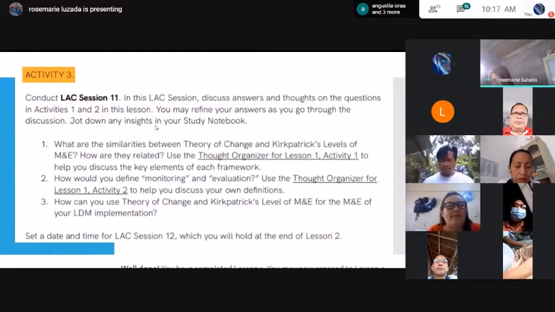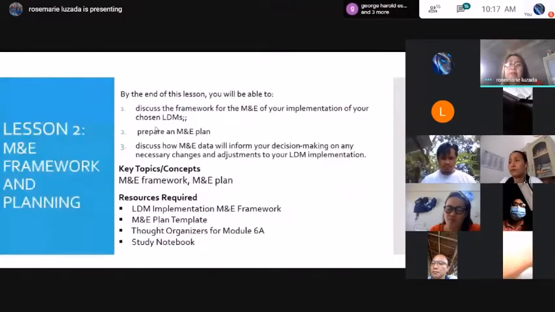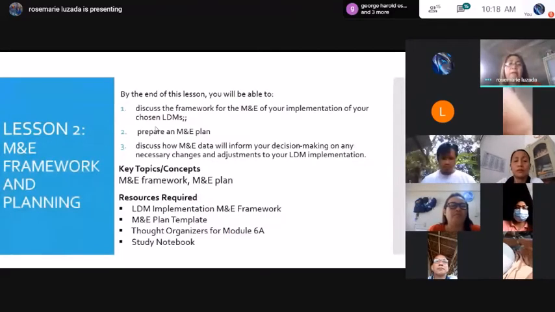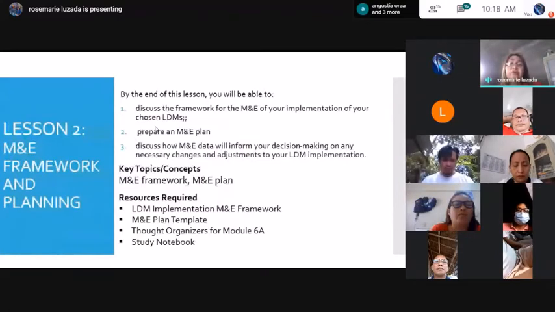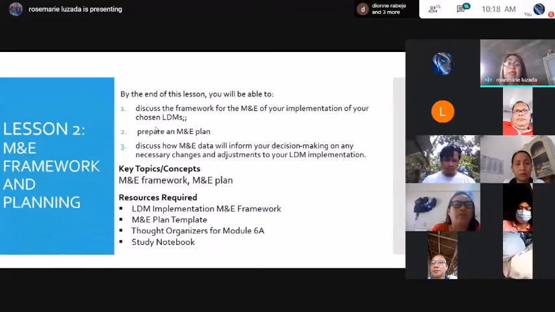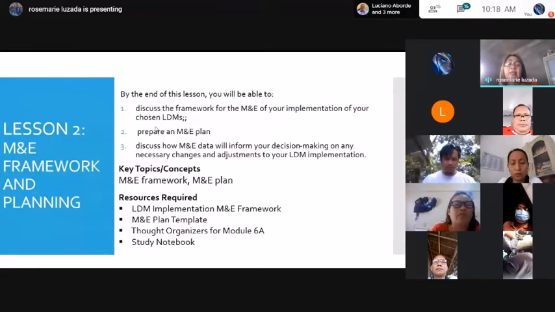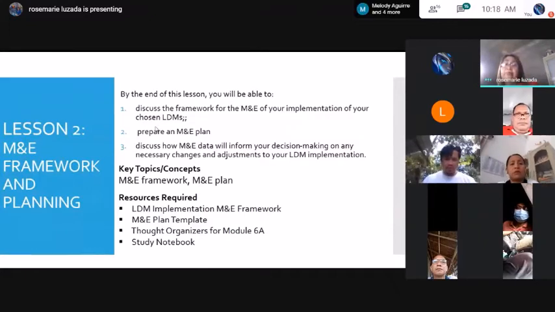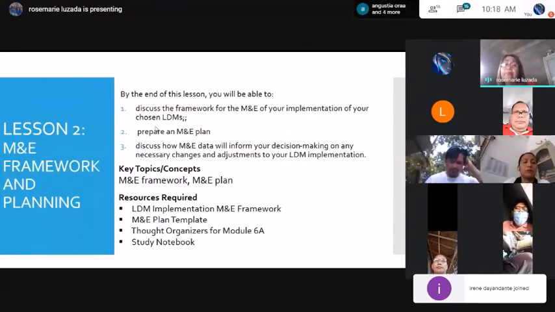Okay. And next is, we're going to discuss the framework for the monitoring and evaluation of your implementation of your chosen LDMs. Then prepare a monitoring and evaluation plan. Discuss how monitoring and evaluation data will inform our decision making on any necessary changes and adjustments to our LDM implementation.